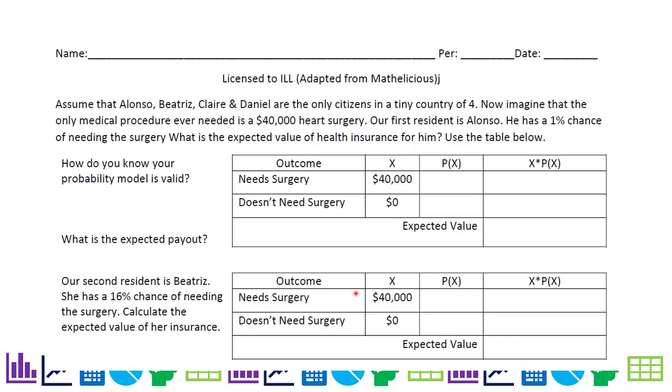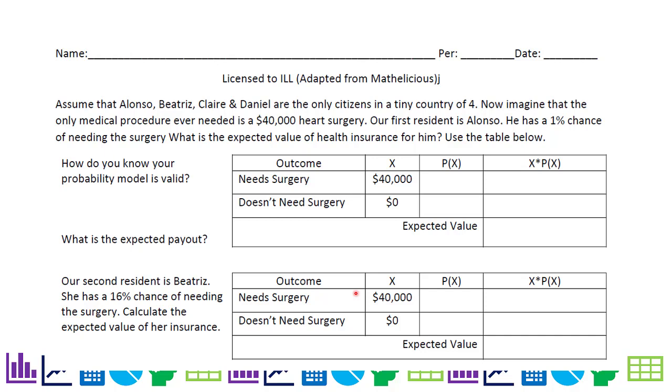So, we're going to go ahead and look at insurance. Assume that Alonso, Beatrice, Claire, and Daniel are the only citizens in a tiny country of 4. Now imagine that the only medical procedure ever needed is a $40,000 heart surgery. Our first resident is Alonso. He has a 1% chance of needing the surgery. What is the expected value of health insurance for him?